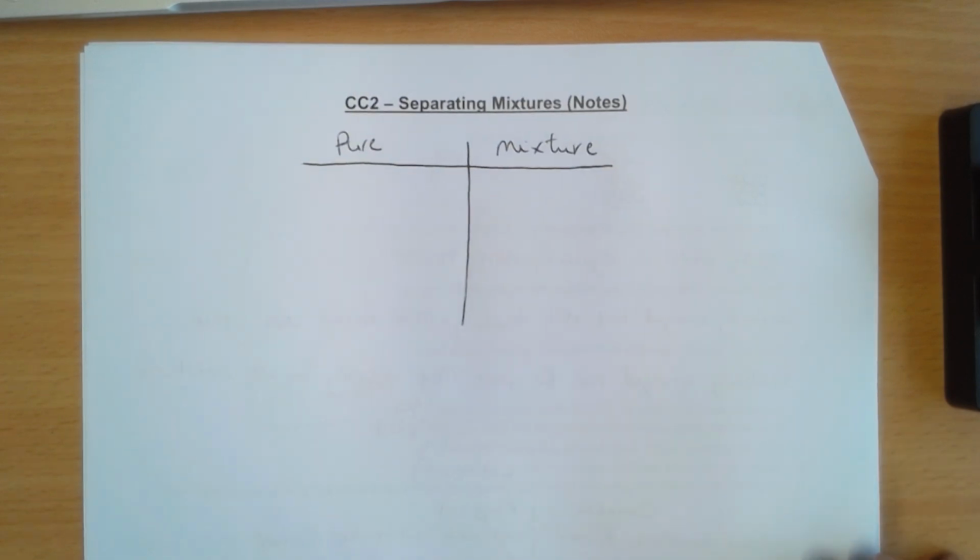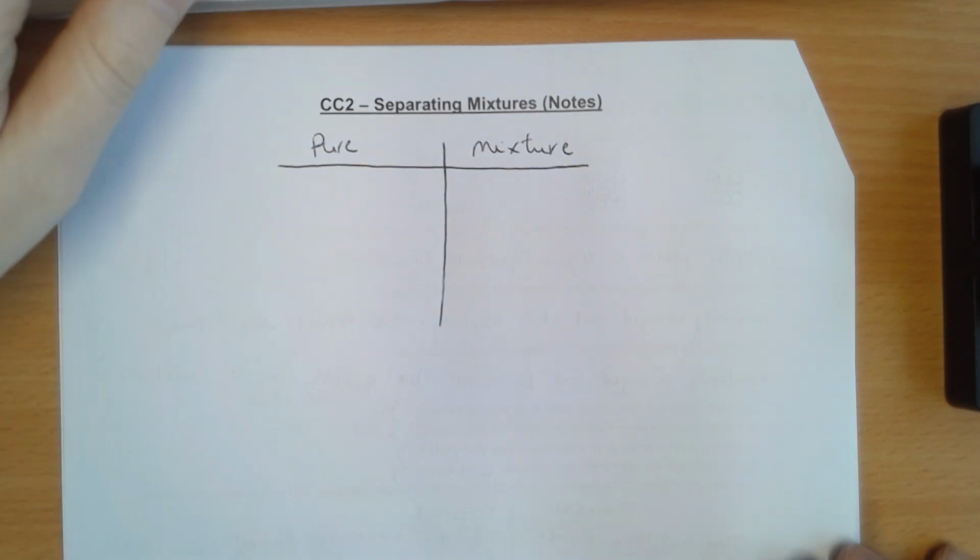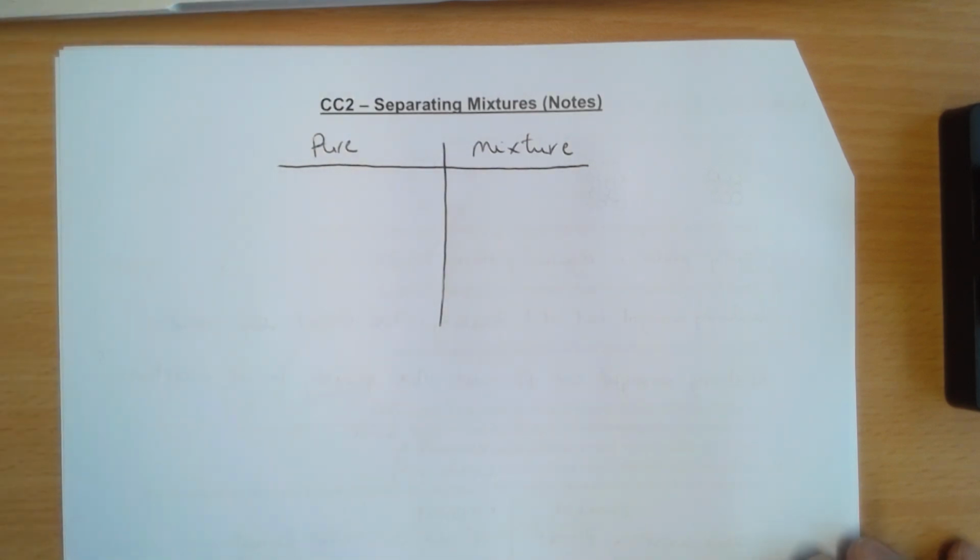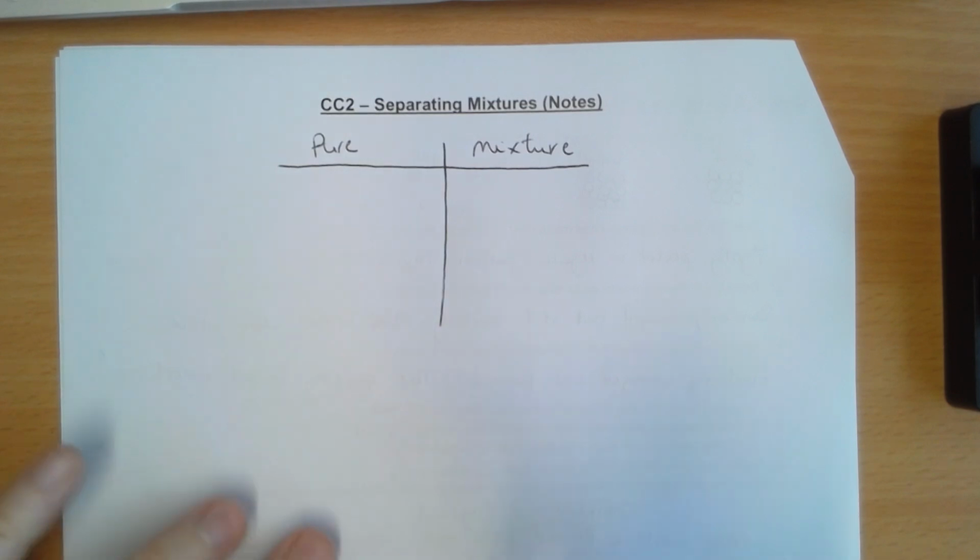Alright, so our next video is CC2, separating mixtures. Again, you would have done this way back in year 9. I'm starting off, we're just going to clarify what we mean by something that's pure and something that's a mixture.